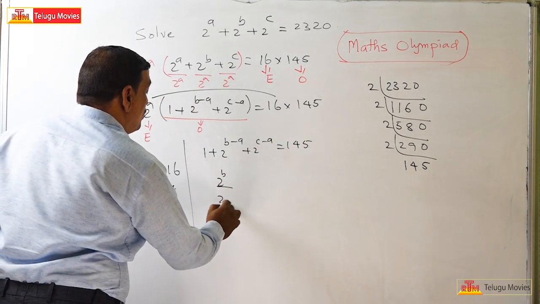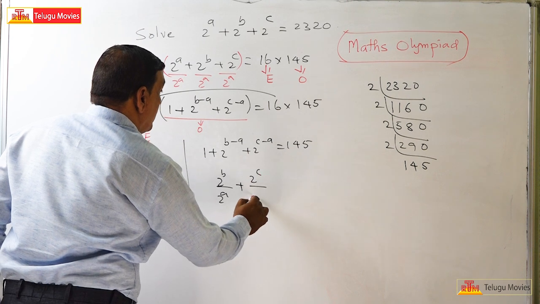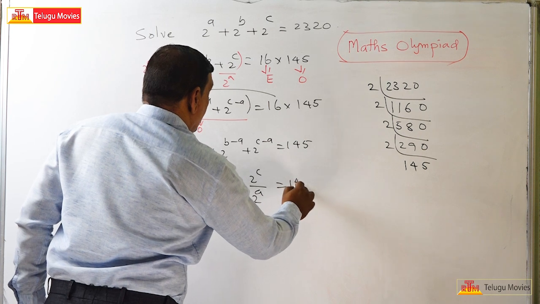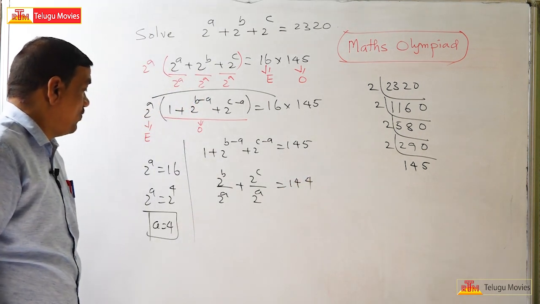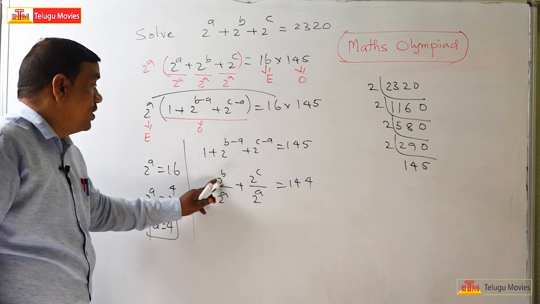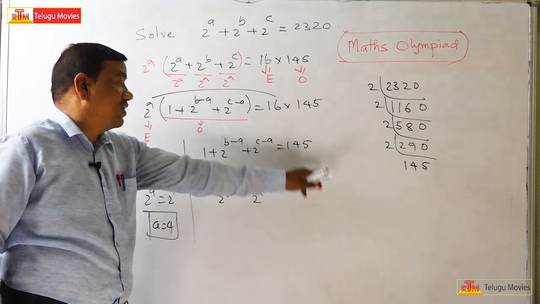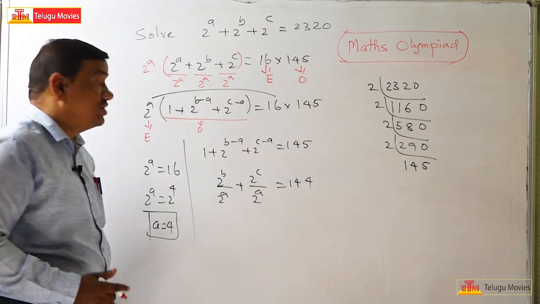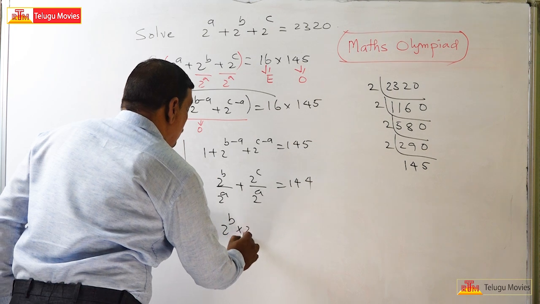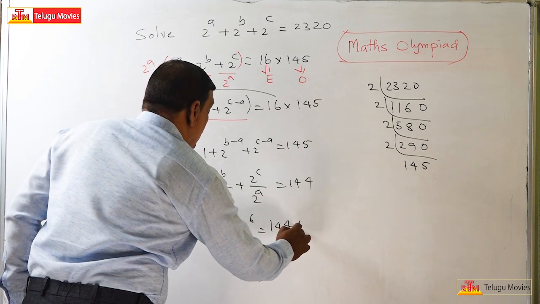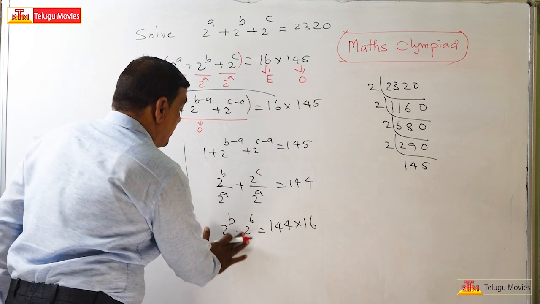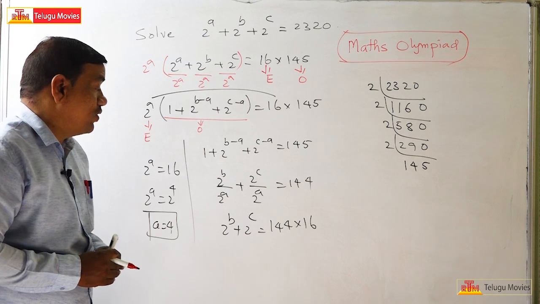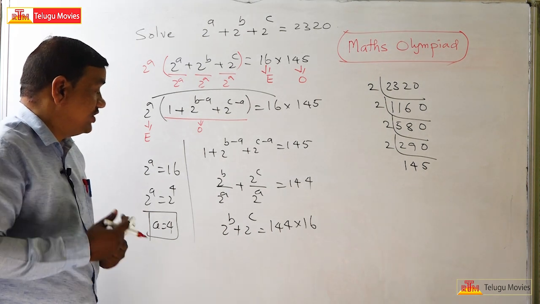2 power b by 2 power a, again I write down 2 power c by 2 power a is equal to 144. Understand here? Now 1 will go, 144. Again 2 power a also will come. 2 power a means what? 2 power 4, 16. That means 2 power b plus 2 power c is equal to 144 into 16. So 2 power b plus 2 power c is equal to 144 into 16.